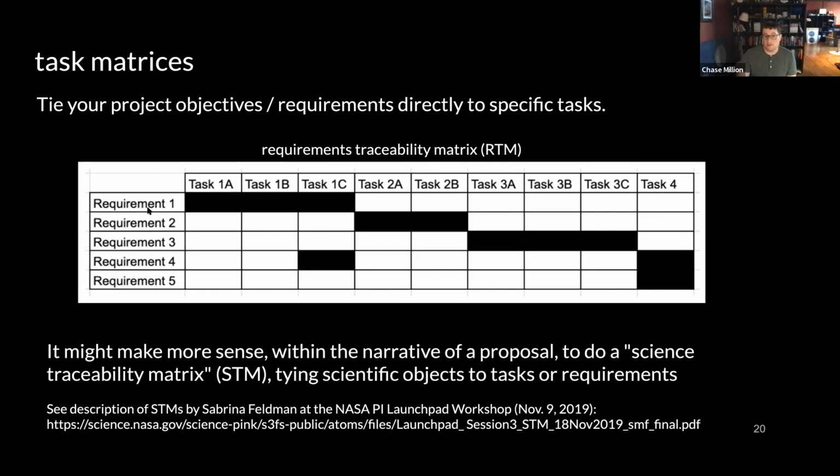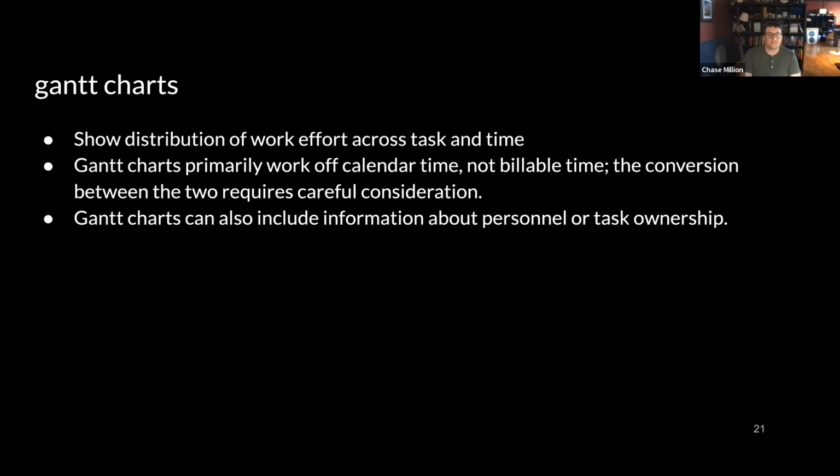But basically, for every requirement in your requirement list, you have a specific thing or things that your project will do to which those things are tied. There can be multiple tasks for one requirement, multiple requirements for one task. And this is a very good way to quickly convince yourself and also the review panel that everything that needs to be done will get done. You have a plan for doing all of those things. And there's a good document produced as part of a NASA training here on science traceability matrices for missions. So you can go here and get more information on that.